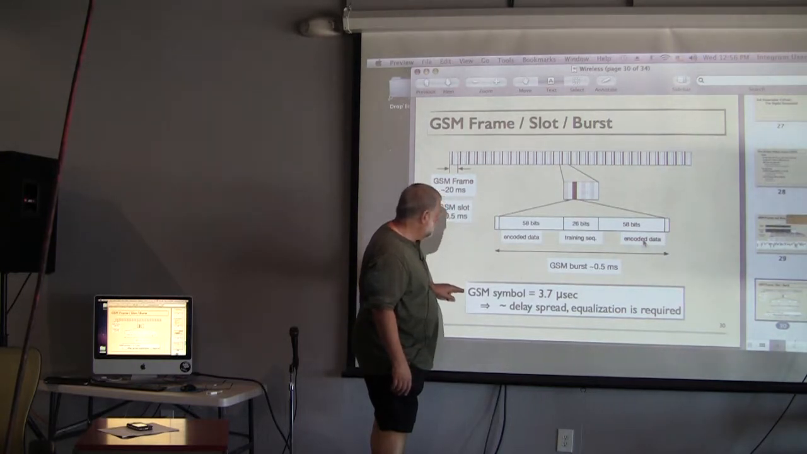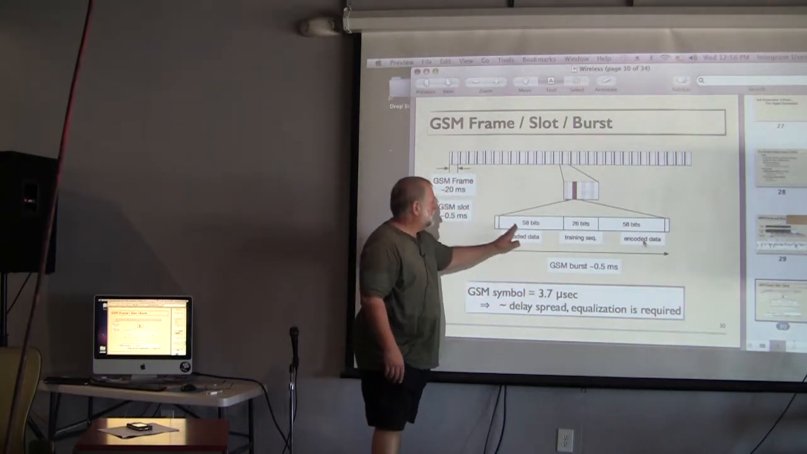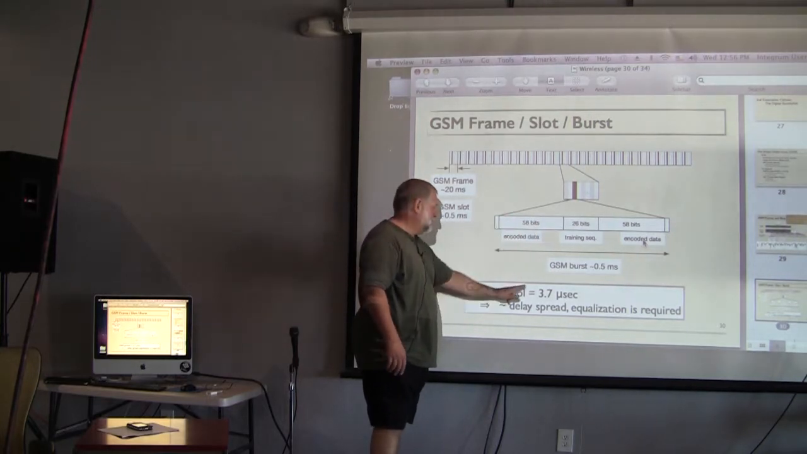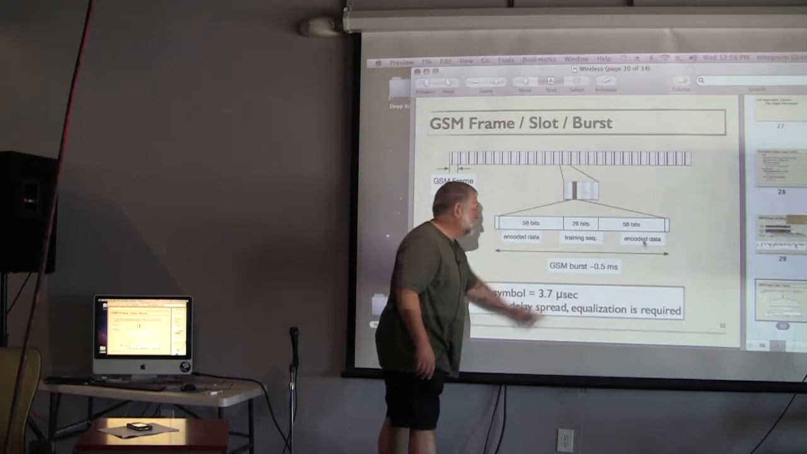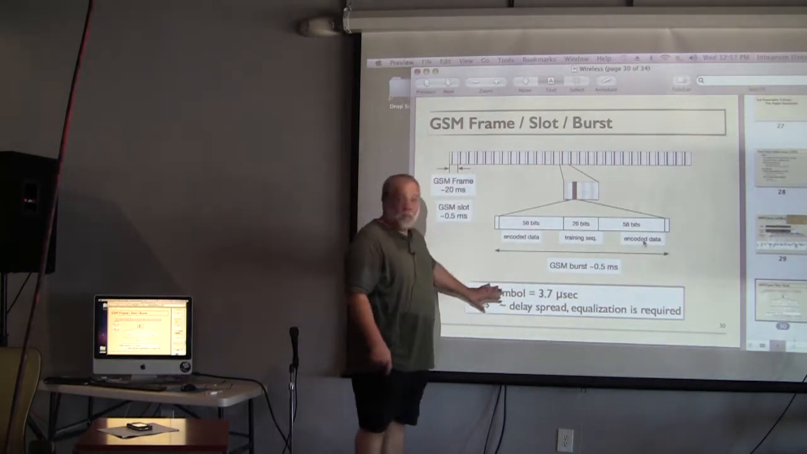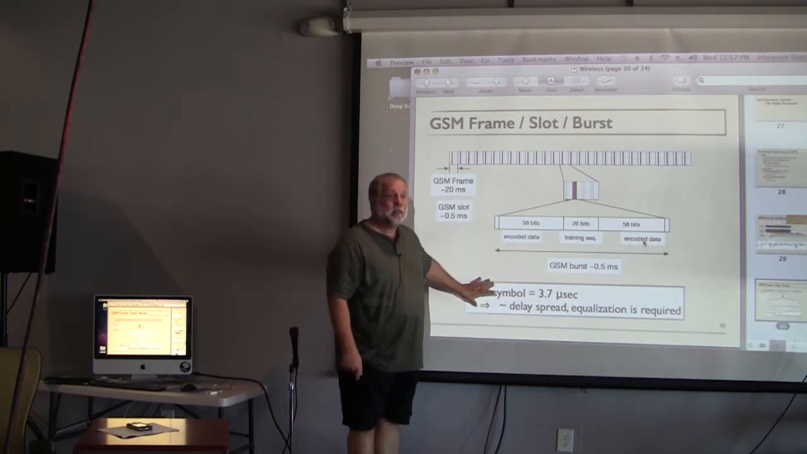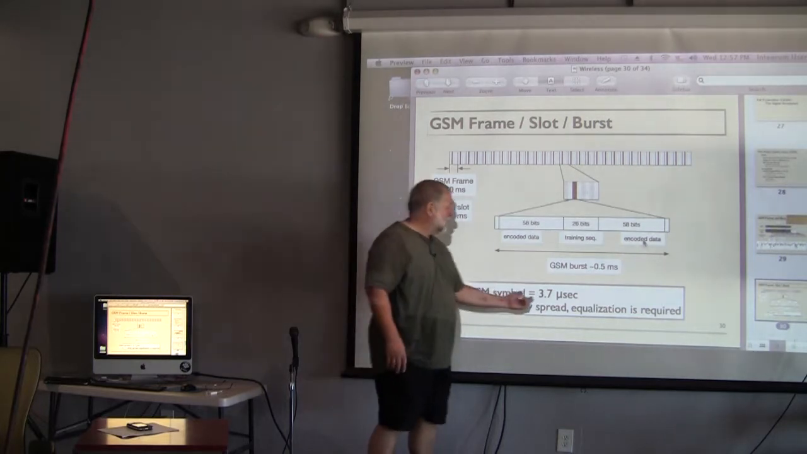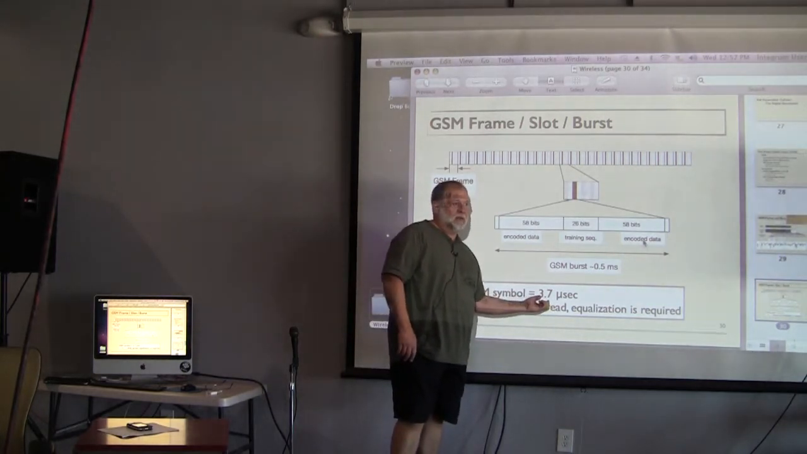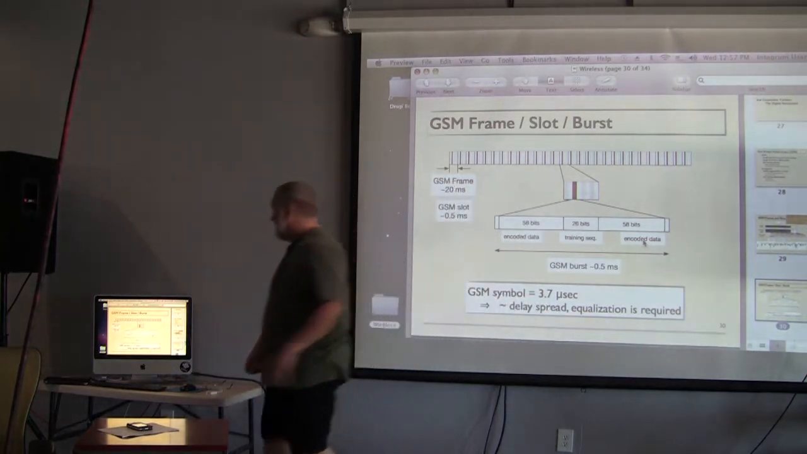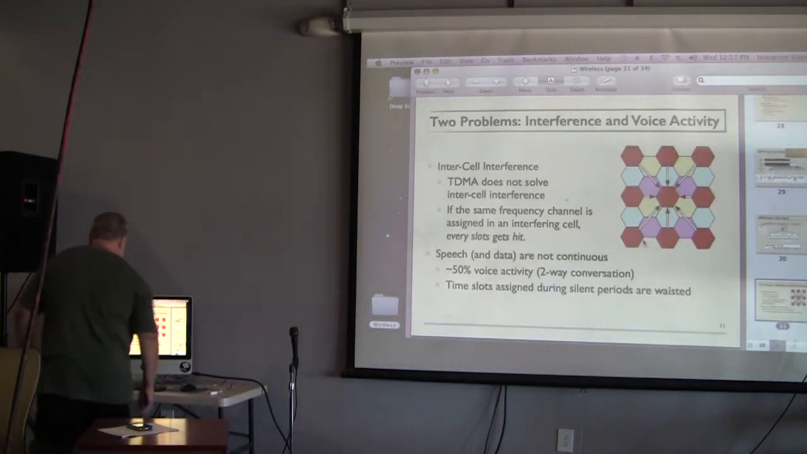The fading, so the GSM symbols, these bits here, each bit corresponds to one symbol. These are coming every 3.7 microseconds, which means that when I was talking about delay spreads, the delay spread is a significant chunk of the time between adjacent symbols. So the multipath is going to affect the demodulation, and we're going to have to do signal processing to take care of that. Okay. All right.